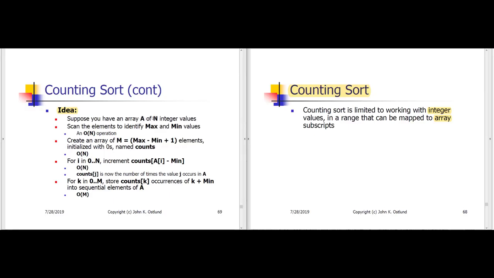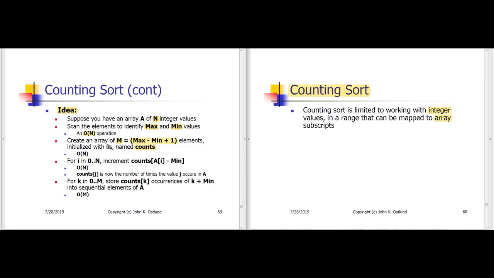Let's suppose that we have some array of n integer values. What we're going to do is look for the maximum and minimum values within that array. This is, as we know, an order n operation. We just scan through and look for the minimum and maximum within A. Once we have those maximum and minimum values, we're going to create another array named counts containing m items, where m is equal to the range of values between min and max.